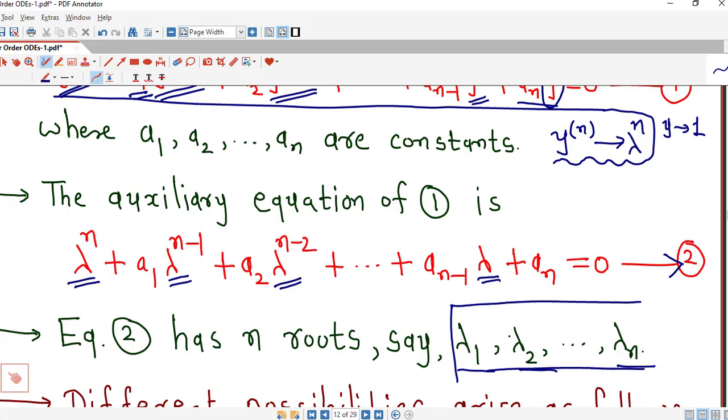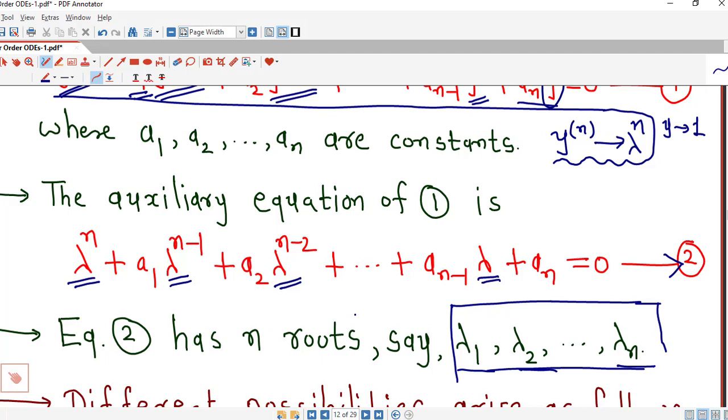One possibility is that all the roots may be real and distinct. Another possibility is that some roots are equal and some roots are not equal, all real. Another possibility is that some of the roots are real and other roots are complex. Another possibility is that some of the real roots are repeated, some of the real roots are non-repeated, and the remaining roots are complex. So there are several possibilities. Depending on the nature of the roots of the auxiliary equation, we will write down the general solution.